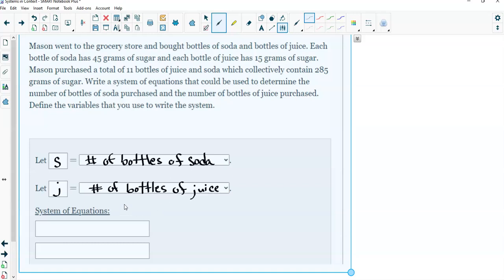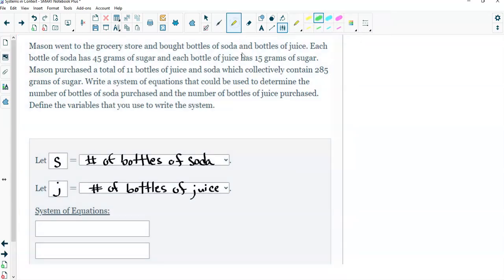Okay, once we have that, then we need to see what is it that they're giving me. Each bottle of soda has 45 grams of sugar, so I'm going to highlight this because these are talking about grams of sugar, and each bottle of juice has 15 grams of sugar. That's also talking about grams of sugar. Mason purchased a total of 11 bottles of juice and soda, which collectively, so together, contain 285 grams of sugar. So here you have the grams of sugar.